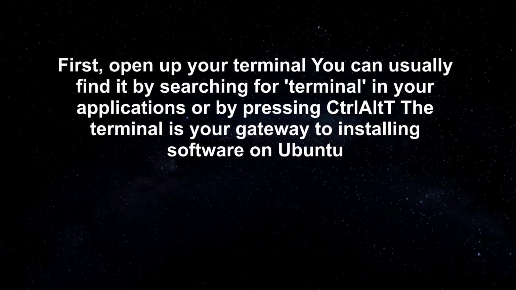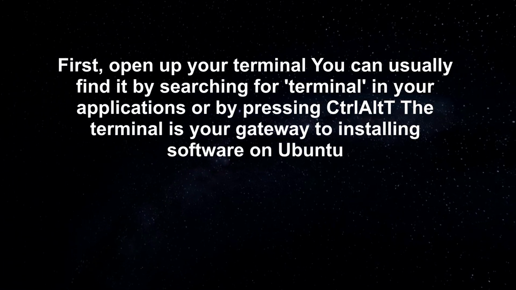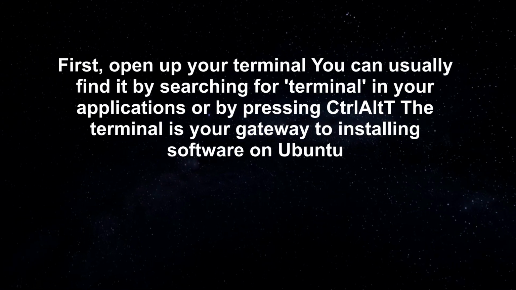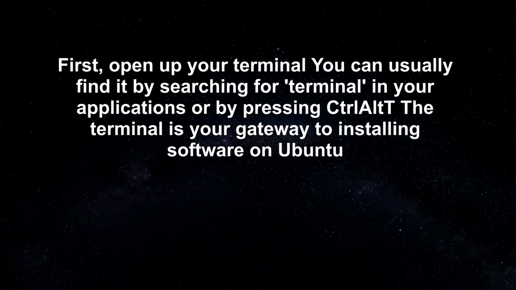First, open up your terminal. You can usually find it by searching for terminal in your applications or by pressing Ctrl+Alt+T. The terminal is your gateway to installing software on Ubuntu.